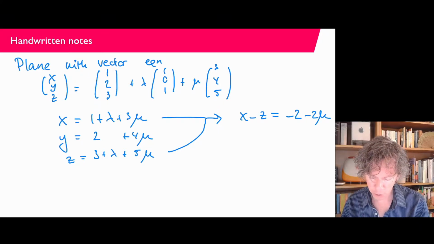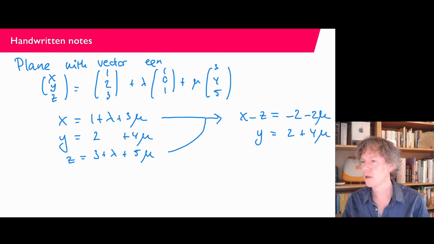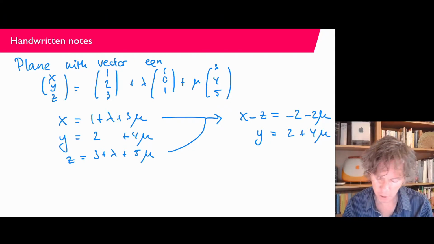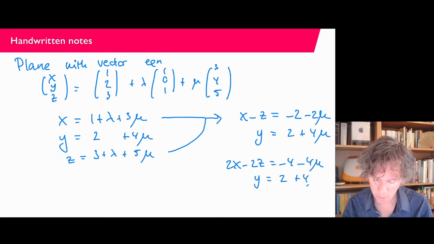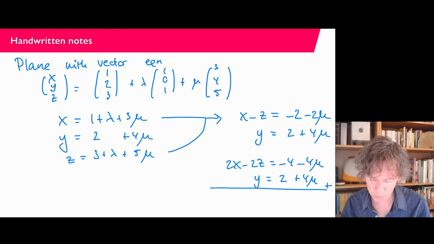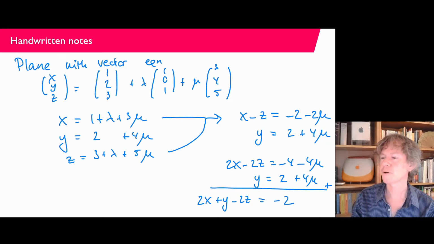And I still have the equation I just copied, y equals 2 plus 4 times mu. And you see if I now multiply the top equation with 2, then I have 2x minus 2z equals minus 4 mu. I copy the equation for y. And if I now add them, then the mu drops out. So I find 2x plus y minus 2z equals minus 2. So apparently this is an equation for the plane.